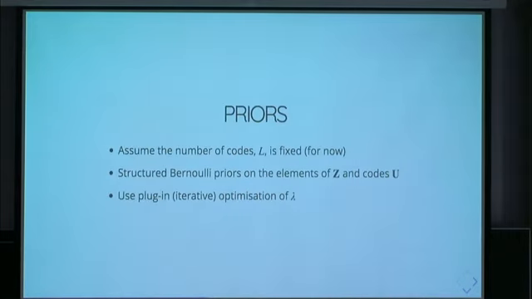Okay. We're just going to assume now that the number of codes is fixed, so we're going to fix u to some small number relative to d, the dimension of x. And we're just going to adopt Bernoulli priors on the elements of z and u. For now, independent Bernoulli priors. So this is just on the factors and the codes, independent Bernoulli priors on them being 0 or 1. And we're going to do an iterative optimization as well, for speed, on the lambda.